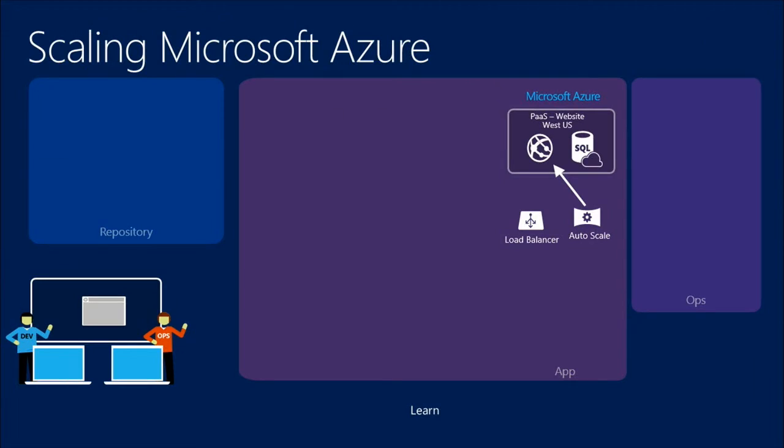So this is how it might play out with all of those things together. In this case, right, we've got auto scale set up on the Microsoft Azure website. This could as easily be a virtual machine or a cloud service, right?